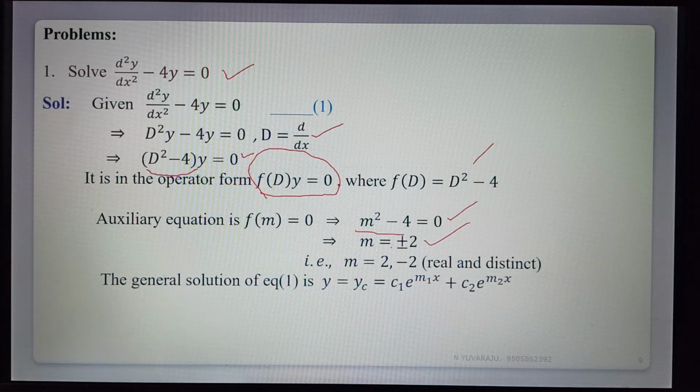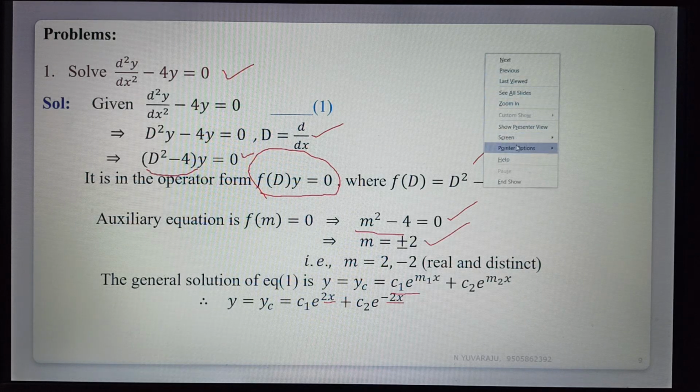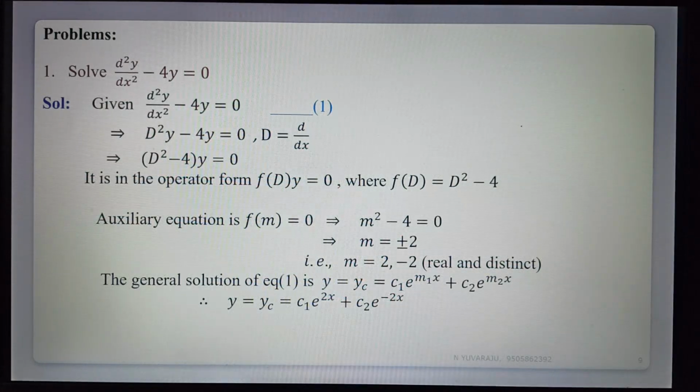The formula for two roots has two arbitrary constants: c1 e^(m1 x) + c2 e^(m2 x). Substituting m1 = 2 and m2 = −2, y = yc = c1 e^(2x) + c2 e^(−2x). This is the general solution of the homogeneous equation, which depends on the roots of the auxiliary equation.